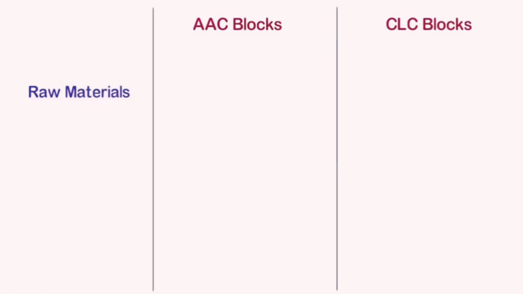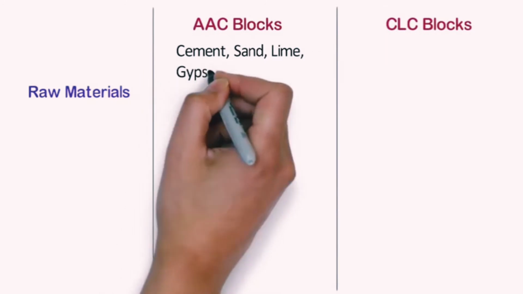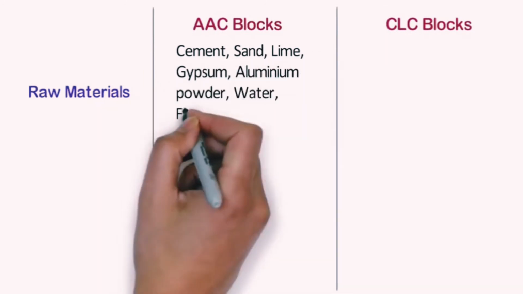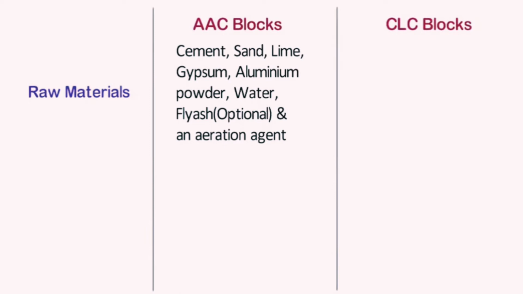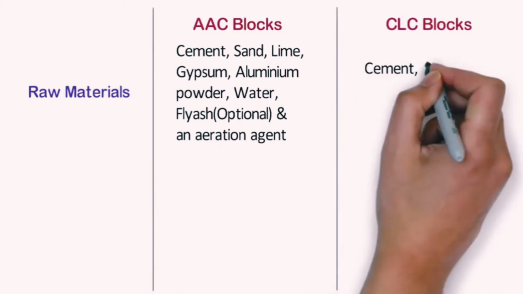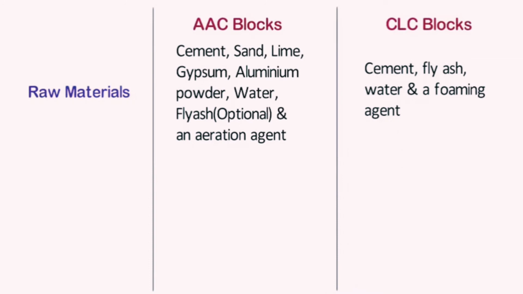Raw materials used. AAC blocks are made from a mixture of cement, sand, lime, gypsum, aluminium powder, water, fly ash, and an aeration agent. Whereas CLC blocks are made from cement, fly ash, water, and foaming agent.